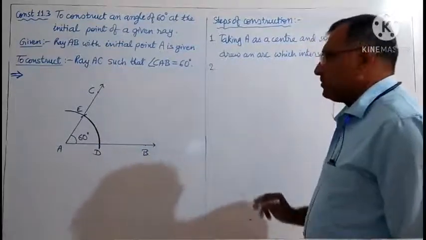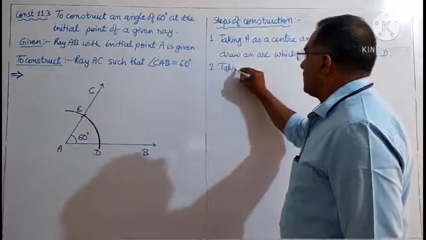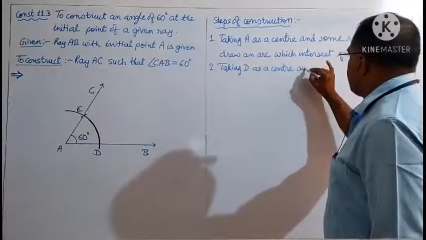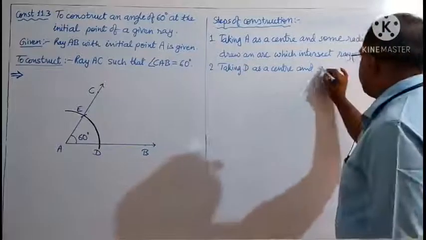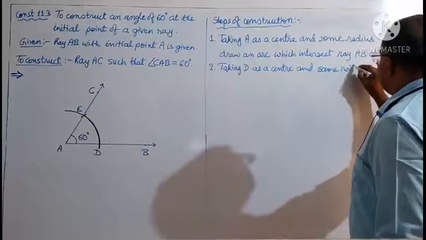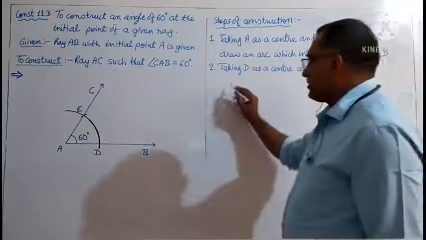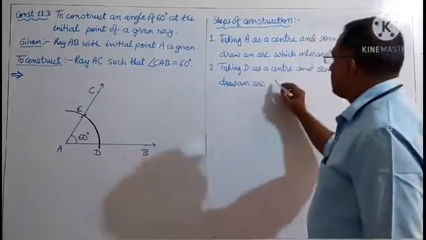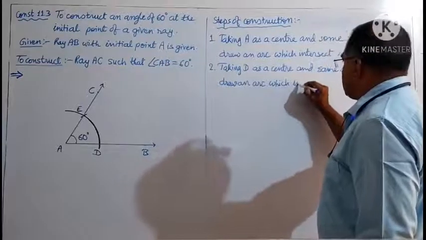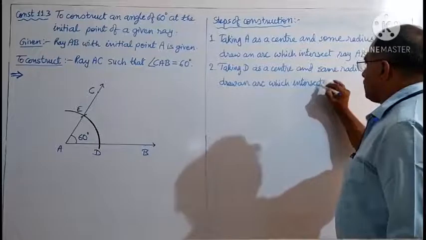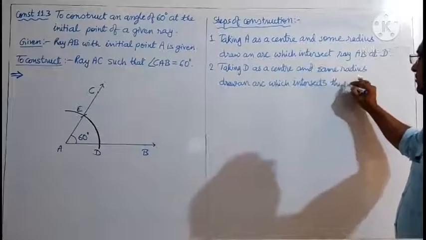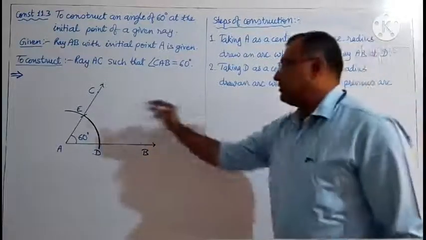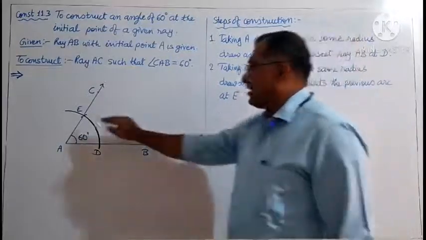Second thing, what we have done there, taking D as a center and the same radius, we will keep the same radius, draw an arc which intersects the previous arc at E. That intersects the previous arc at E, you can see.